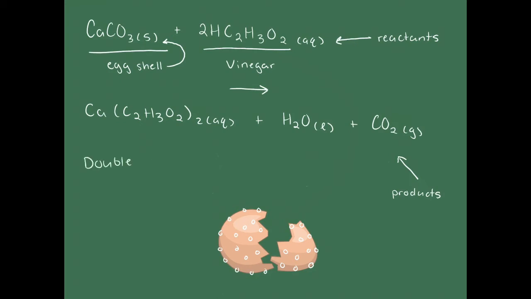Now, this reaction is going to be a double displacement reaction. And what that means is that there are going to be 2 things that are going to be switched. And these 2 things are going to be the Ca, the calcium is going to react with the C2H3O2, and the CO3 is going to react with the hydrogen. And then remember, when that CO3 is reacting with the hydrogen, that's actually going to break apart, and that's what's going to produce the H2O and the CO2.